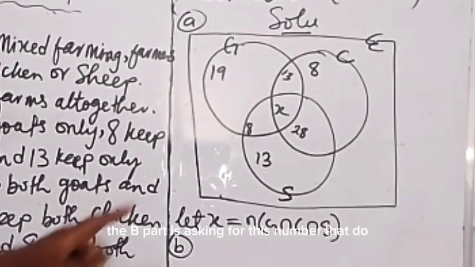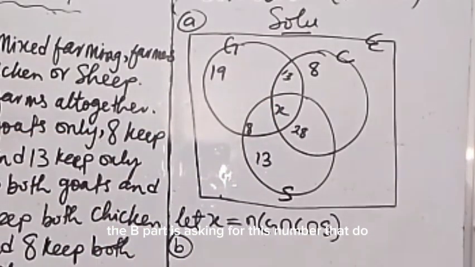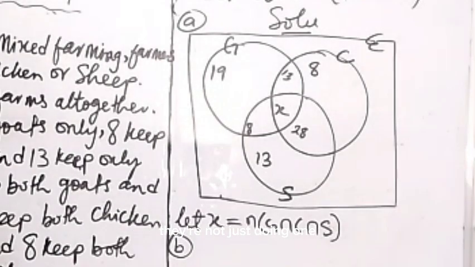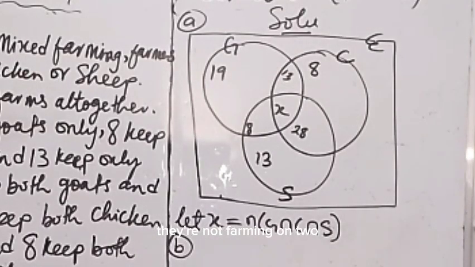The B part is asking for the number of farms that farm on goats, chicken, and sheep at the same time. They're not just doing one. They're not farming on two. They're farming on all three animals or farm animals.